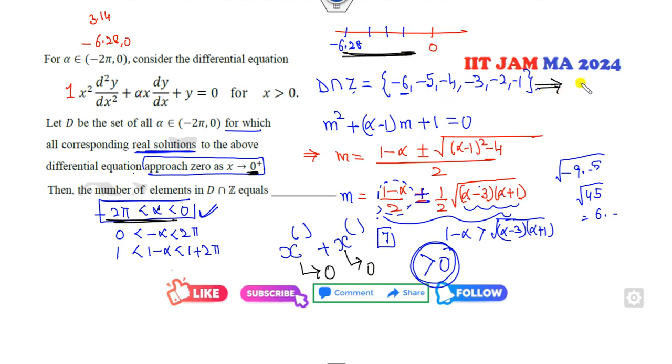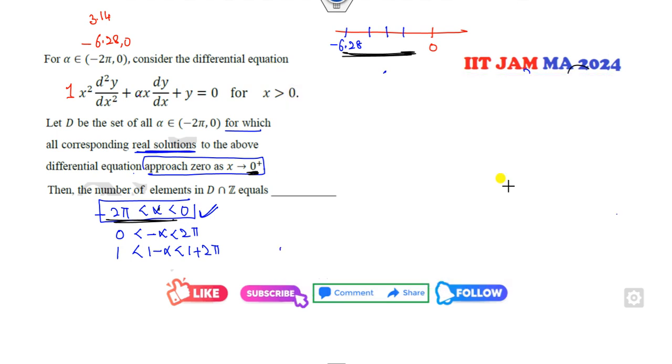So how many intersection points are there? You have 6 intersection points. So 6 is the correct answer. This is a very interesting question. Let me explain again so you can see.